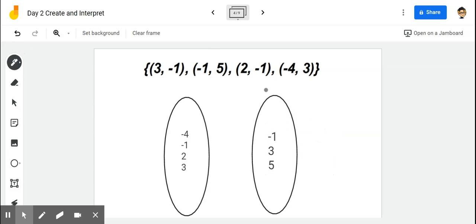So I have 4 points, so I should have 4 lines. I go from the 3 to the -1, that's 1 point. I go from the -1 to the 5, that's another point. And I go from the 2 to the -1, it's another one. And then I go from -4 to 3. And there are all my lines.